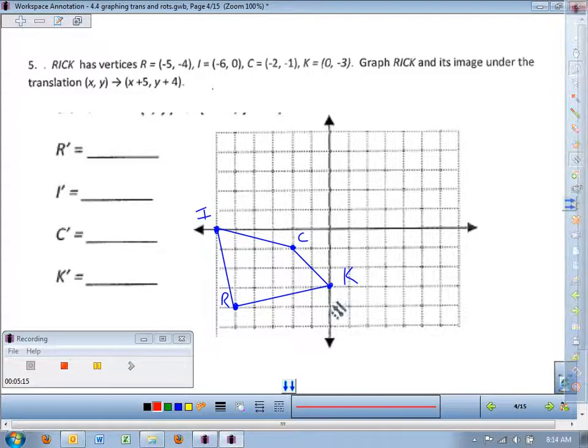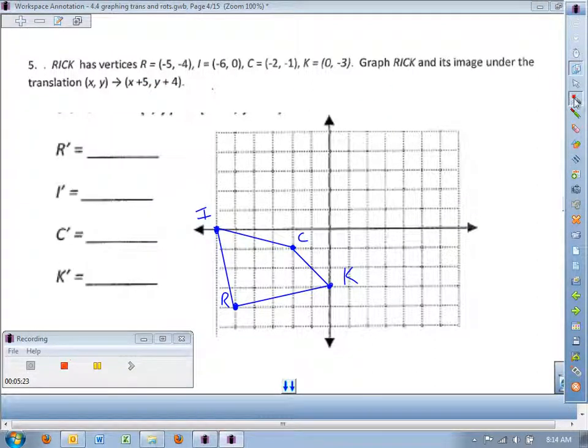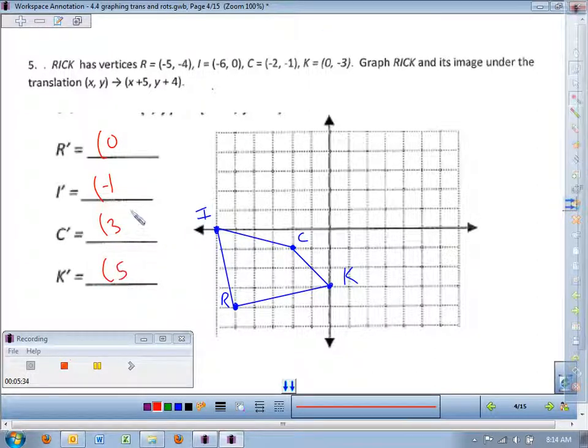There's where Rick should look like once you get her graphed, or him. And then graph the pre-image. So let's go ahead and figure out. We're going to add 5 to the x value. So 0, -1, add 5 would be 3, and 5. And then the y value says add 4 to it. So I'm going to add 4 and go 0, 4, 3, and 1. And I'll graph those.